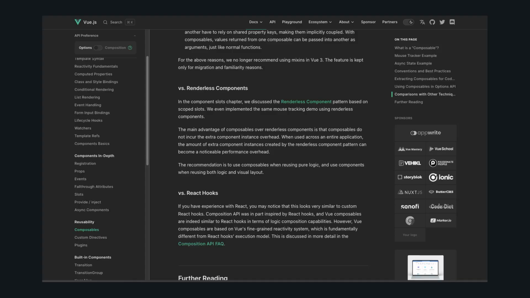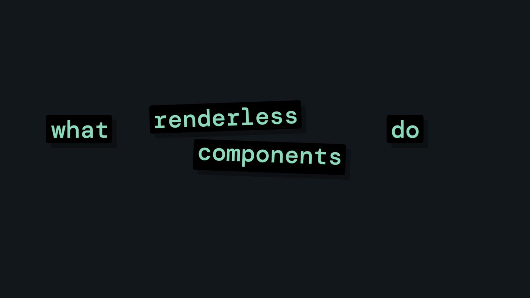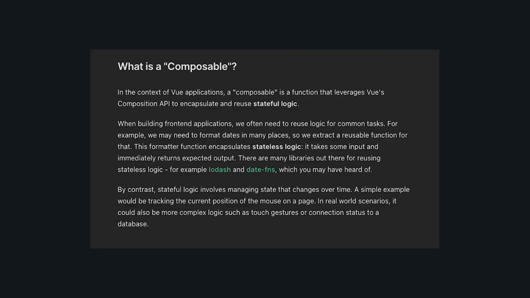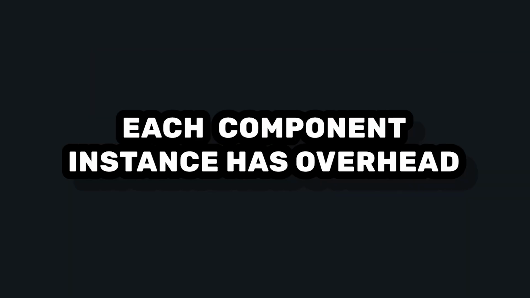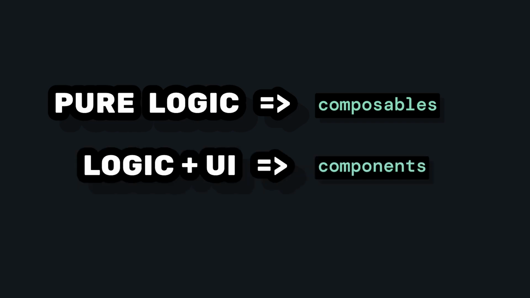Like we were talking about, the Vue docs actually say that renderless components can often be replaced by composables, and this makes a lot of sense when we think about what renderless components do. They provide logic, but don't impact the UI, and encapsulating logic is the exact use case that composables are meant for. And plus, whenever we make a component instance, even if it is renderless, there is some overhead that can impact your site's performance. So Vue's official recommendation is to use composables when we're just wrapping pure logic, and then let components do what components do best, which is working with logic and the visual layout.